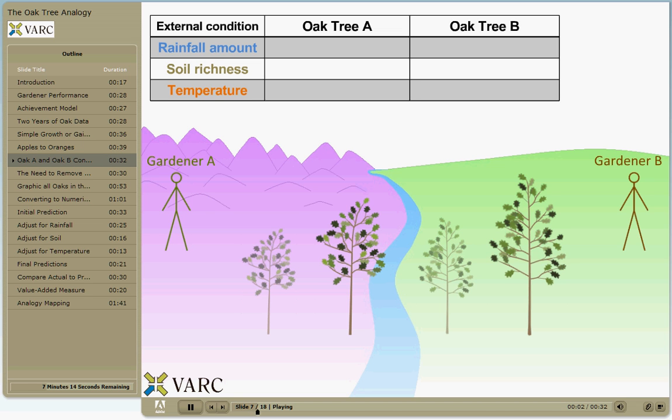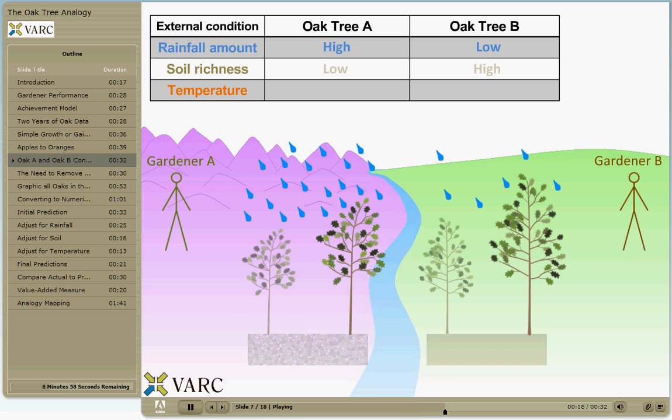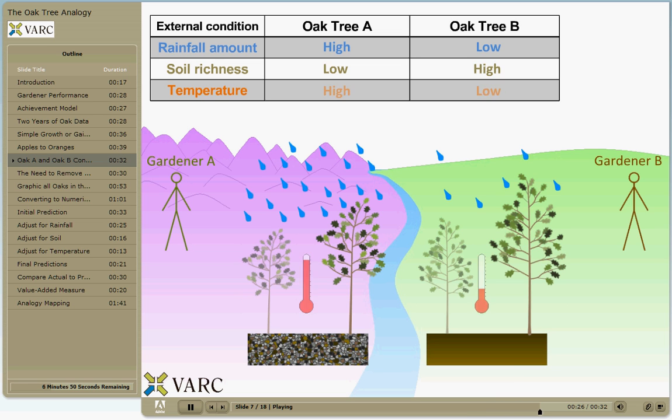Based on the data for our trees, we can see what kind of external conditions our 2 trees experienced during the last year. Oak tree A was in a region with high rainfall, while oak tree B experienced low rainfall. Oak tree A had low soil richness, while oak tree B has high soil richness. Oak tree A had high temperature, while oak tree B had low temperature.